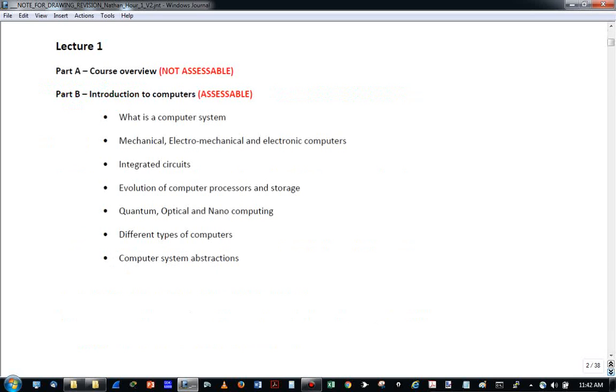So going on to Lecture 1. Lecture 1 Part A was a course overview. It's not assessable. It basically just covered what was in the course and when and what the assessments were. Part B, though, Introduction to Computers, is accessible, and that one covered what is a computer system, mechanical, electromechanical, and electronic computers, integrated circuits, the evolution of computer processors and storage, quantum, optical, and nano computing, different types of computers, and then computer systems abstractions.